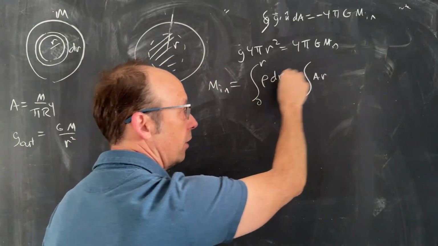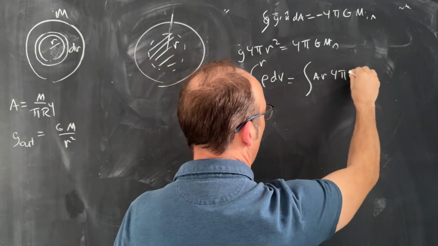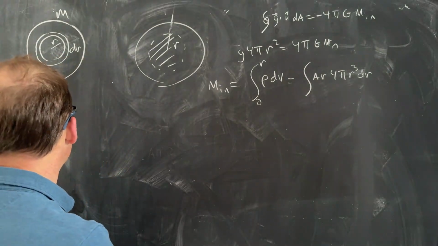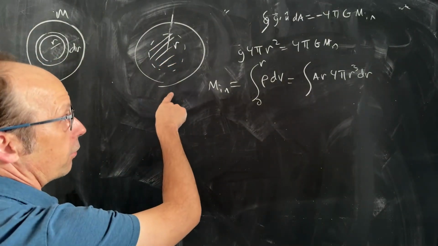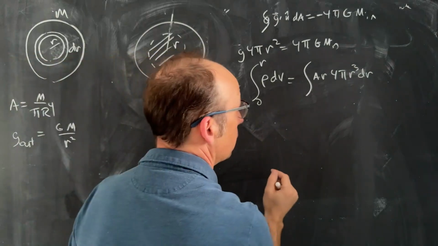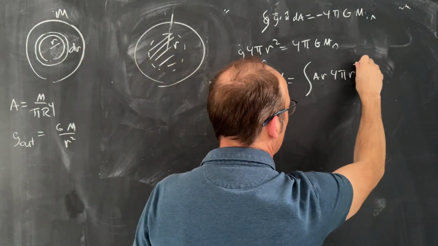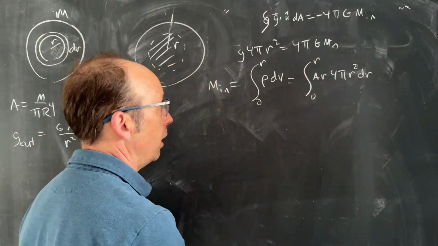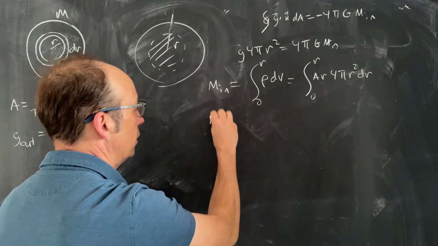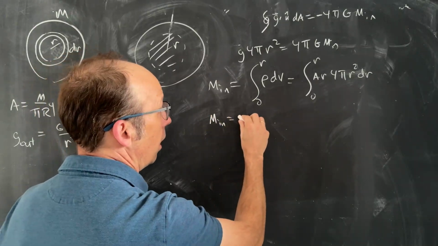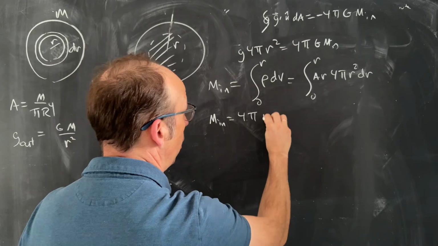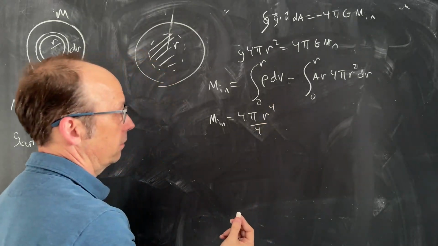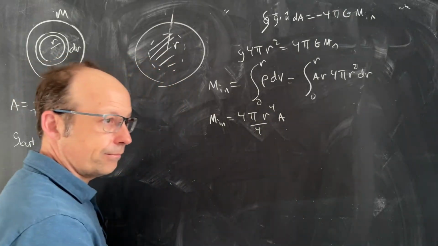What did I say dV was? It was 4 pi r cubed dr. All right, we did that, right? The shell is 4 pi r squared times r, and then times a r. No, it is r squared dr. That r came in there. Okay, from 0 to r. So I can find the total mass as a function of r. So m_n is going to be equal to 4 pi r to the 4th over 4, times a.